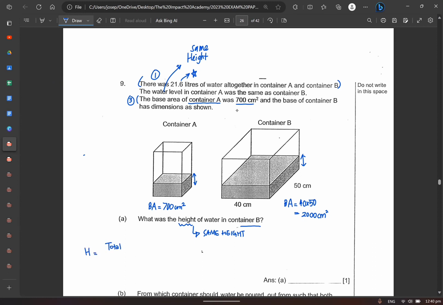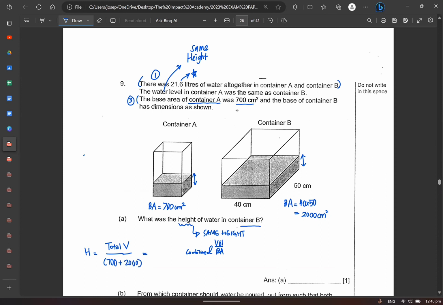I always tell my students that it is always volume over base area. All right, so height is total volume over the base area, not just the base area because they have the same height. It will be the combined base area, the combined base area. So we can see that the combined base area is 700 plus 2000.